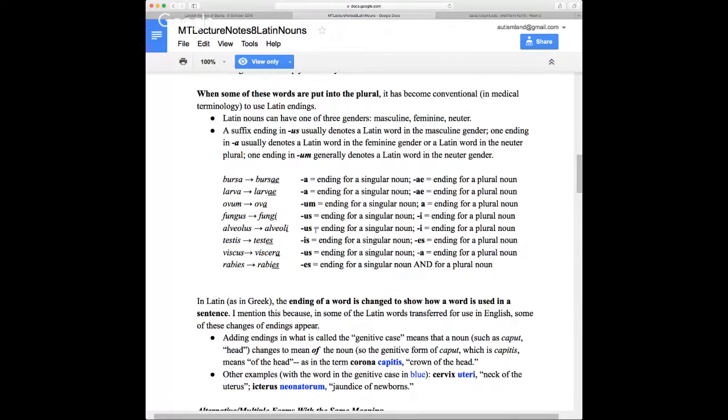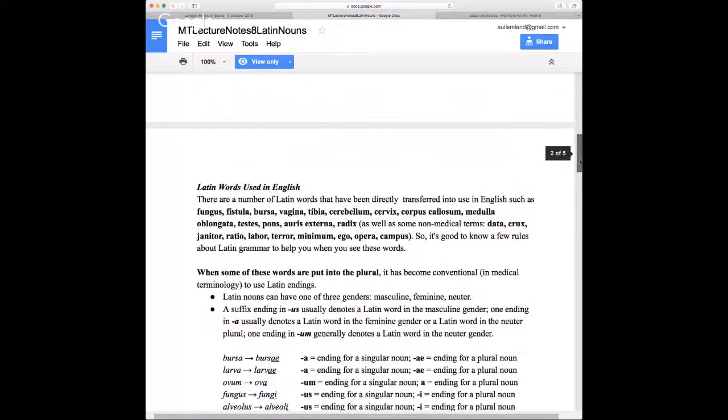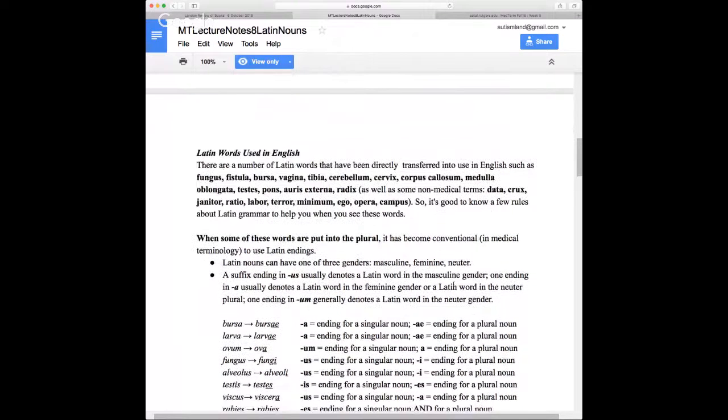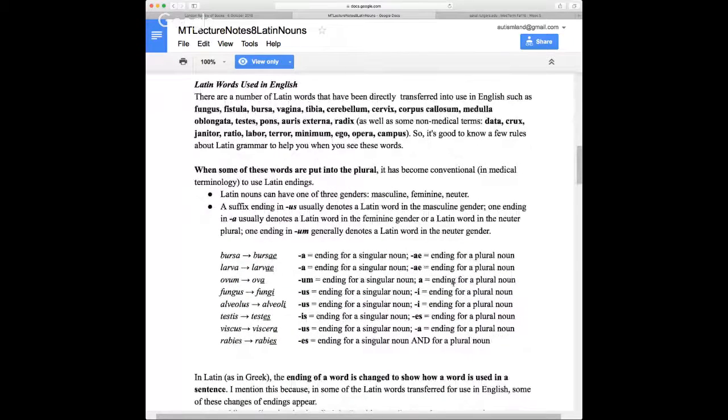Okay, so that's the main reason for telling you these rules that Latin nouns are masculine, feminine, and neuter, which is the same actually for Greek, because quite a few Latin nouns are used in English. And it's much more common to see Latin nouns used directly in English because with Latin, there's no difference or interest in the alphabet. Words written in the Greek alphabet have to be transliterated into Latin letters.